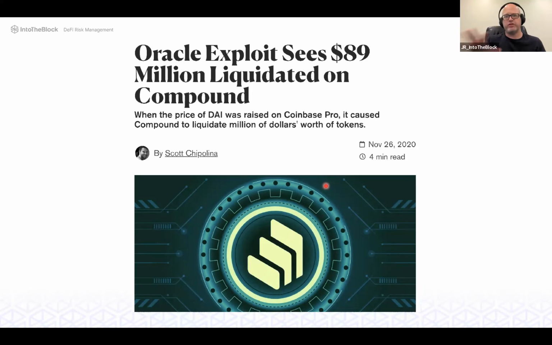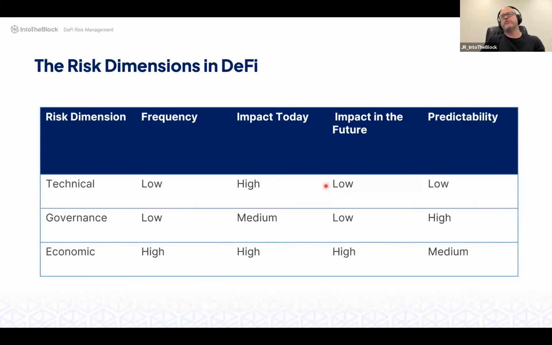So when you put those in comparison, these are different factors that might help you assess how to think about it. There are four dimensions that we think about: how frequent those attacks are, what the impact is today versus the future, and how predictable they are. I think it's a decent framework.